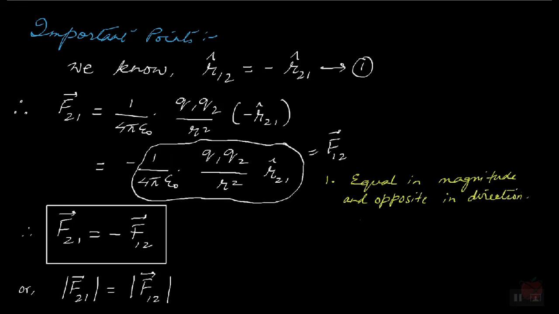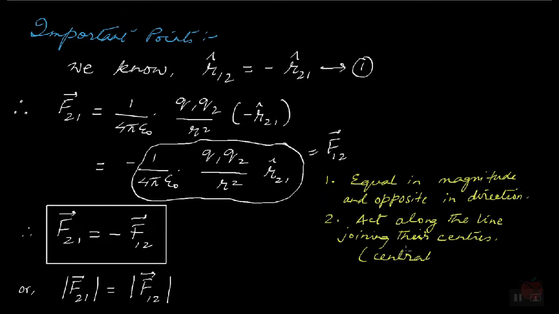And number two, the two forces act along the line joining their centers. So because of that, the electrostatic forces are central forces. You will learn more about central forces later. Understand? So from the vector form, we have these important conclusions.